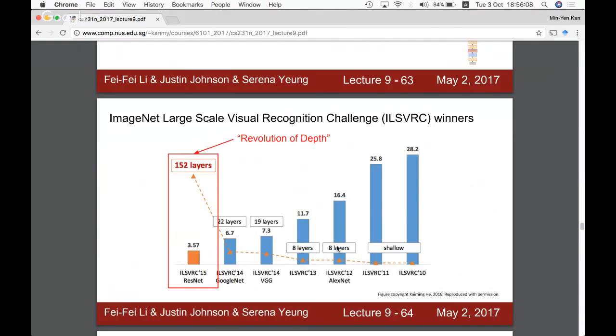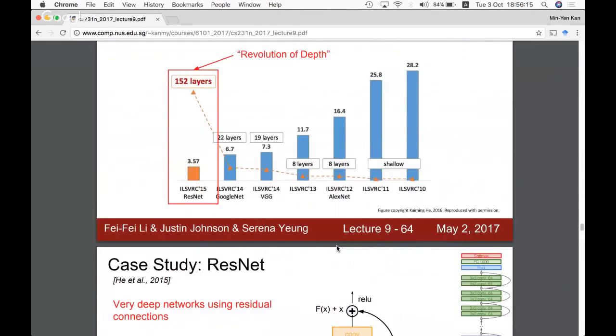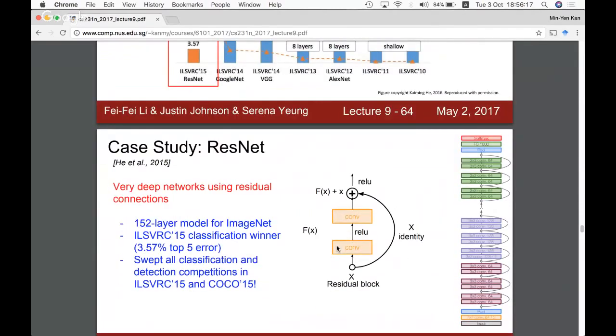The ResNet is the winner of the visual recognition challenge, and it completely swept all the other classifications because it has around 152 layers, and the error is only around 3.57%.